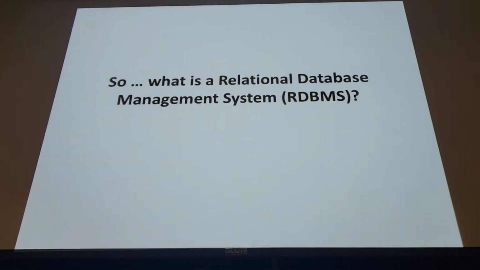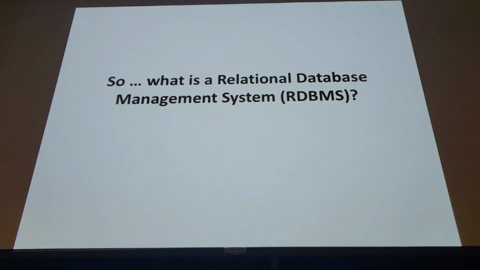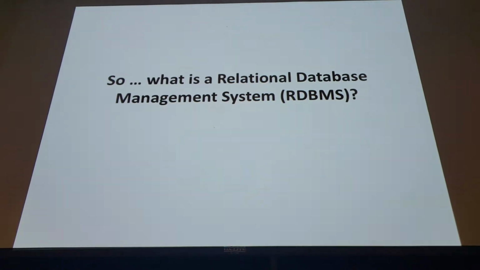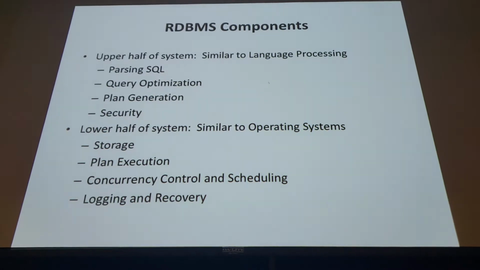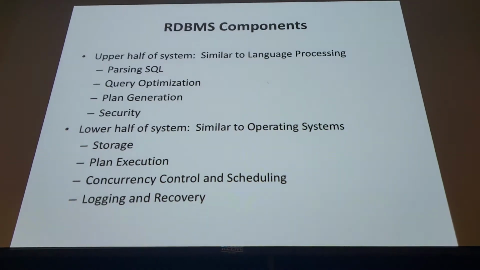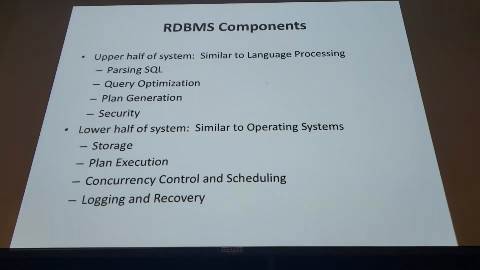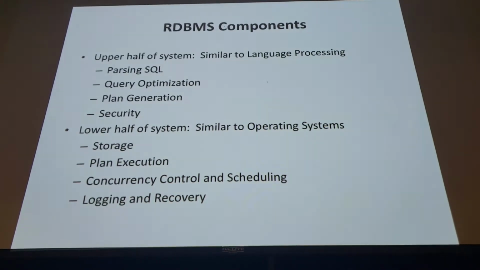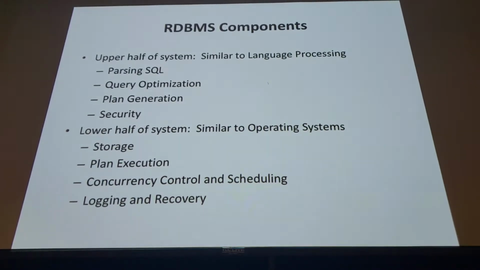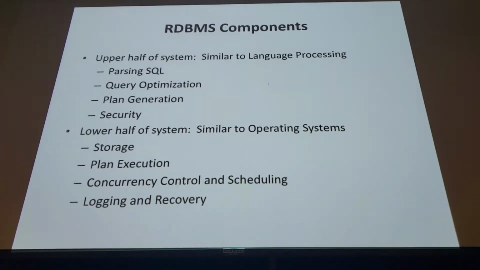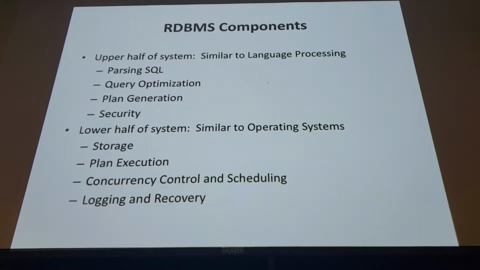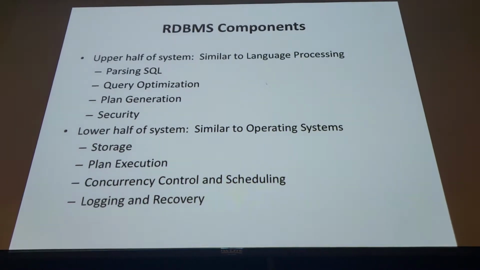So what, again, is a relational database management system? Well, that's pretty easy. It's a system that manages relational databases. And there are a lot of different parts of the system. The way that I've always thought about it, and it's a little more than this now, is that there are two parts to a relational database management system: the upper half, which is a whole lot like a language compiler of a specialized kind, and the lower half, which is a whole lot like an operating system.